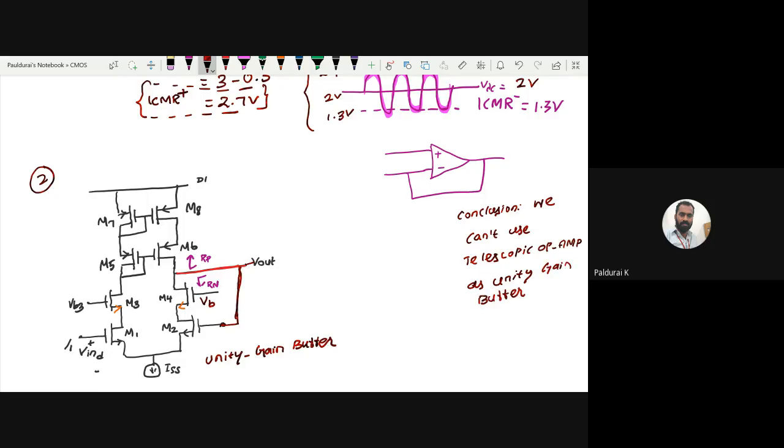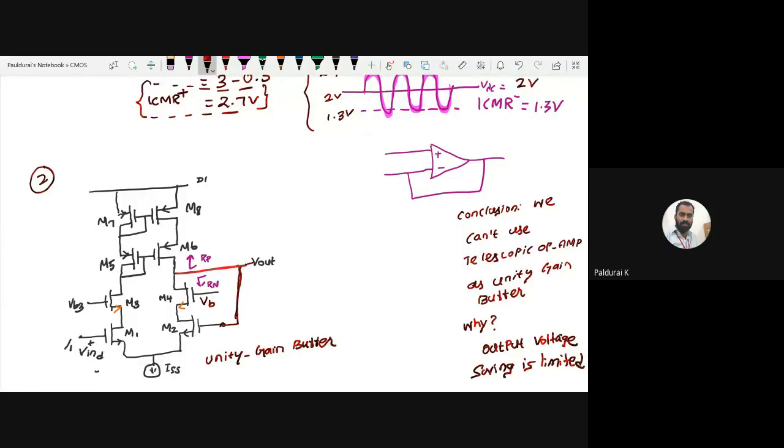Okay, why? The reason, I will tell that reason also, later I will explain. The reason is output voltage swing, right? Output voltage swing is limited. That I will prove here.